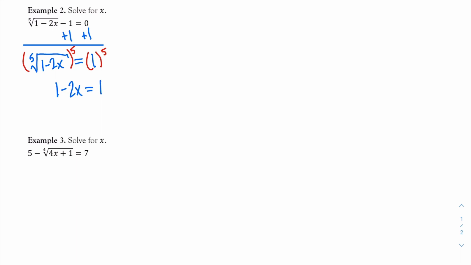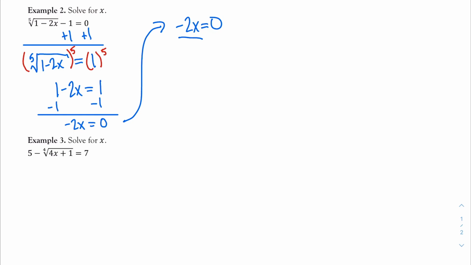Now I'm back to a very similar step. I see that I just have a linear equation. I'm going to go ahead and move my 1 on the left to the right. I'll do that by subtracting 1, leaving me with negative 2x is equal to, well, 0. And let me go ahead and rewrite this equation up here. Now all I had to do is divide by negative 2, giving me x is equal to 0.